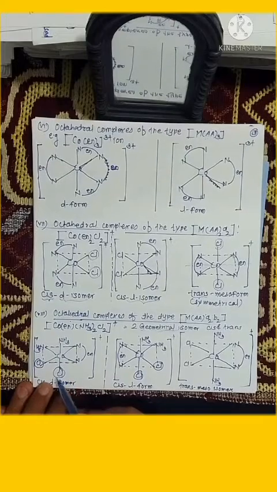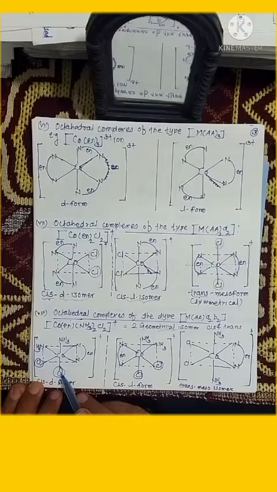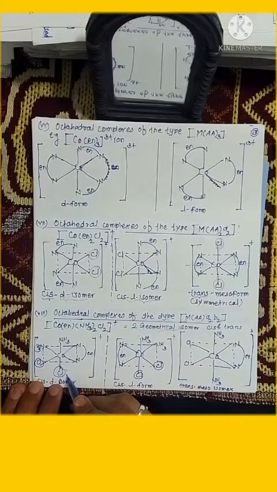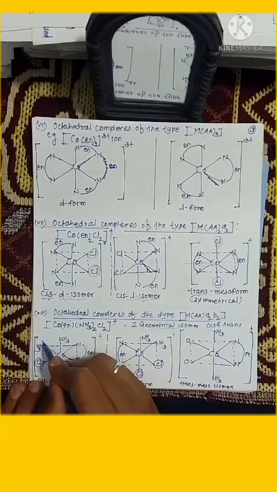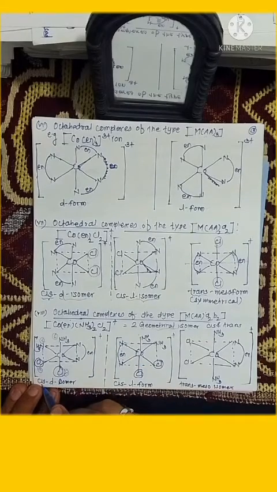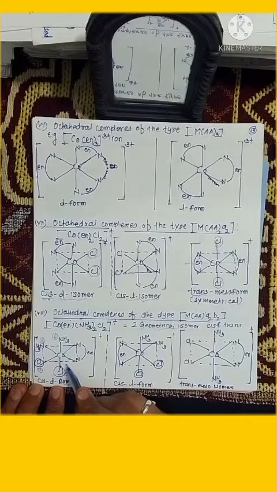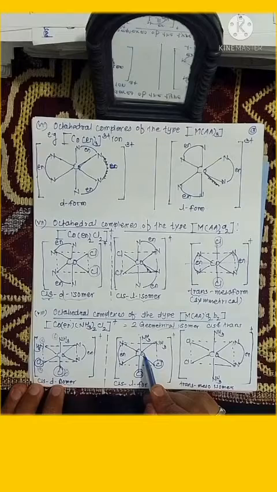So just see in this arrangement, chlorine is present at 6 and 4 position. At 5th and 6th position, ammonia ligand is present. That's why it is the cis geometrical isomer. Since it rotates plane polarized light towards the right hand side, that's why it is the D isomer. Just draw the mirror image of it.